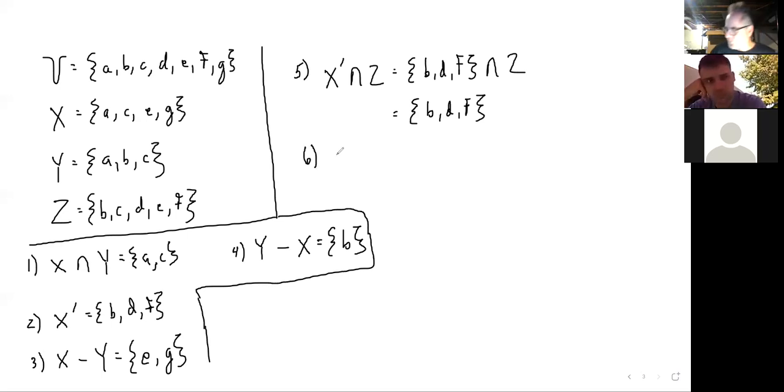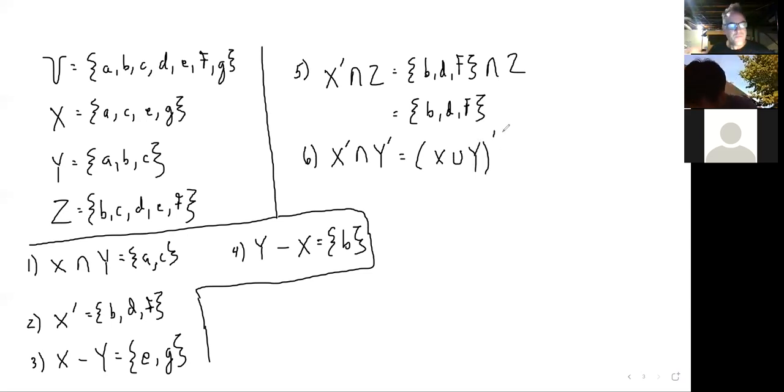Let's look at another one. Let's do X complement intersected with Y complement. Now we don't have to change anything here. I could just shoot straight at it, but I do recognize this as one of De Morgan's laws. And so I'm going to first just rewrite this as the complement of X union Y. So I only actually have to do 2 things as opposed to 3.